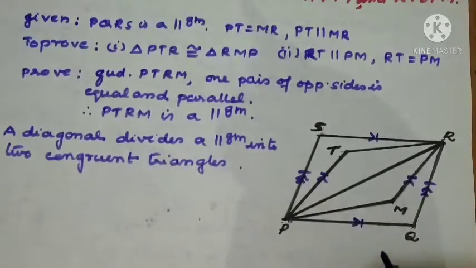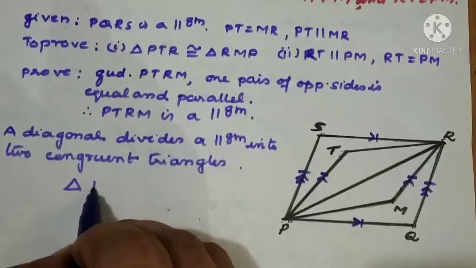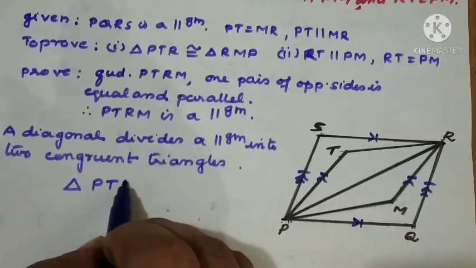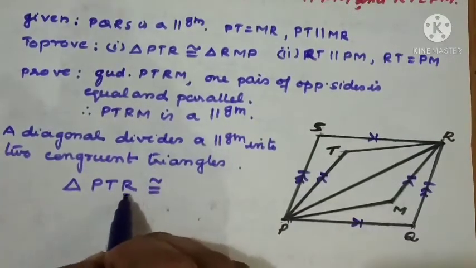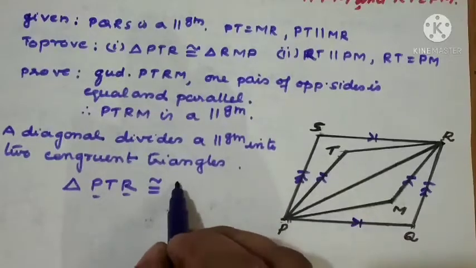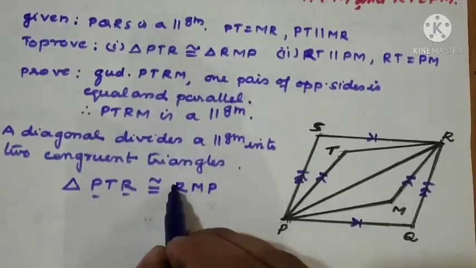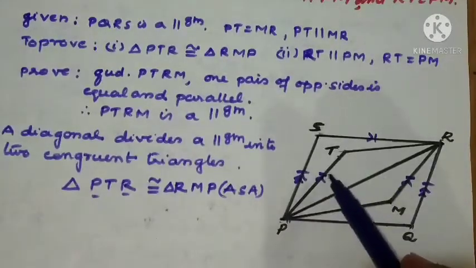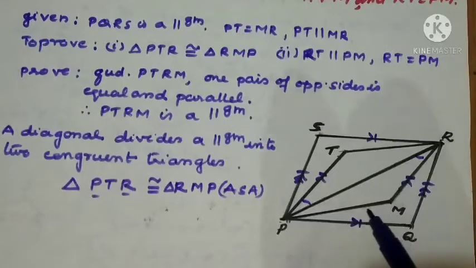So which are the triangles? PR is the diagonal there. So I'll take triangle PTR only, congruent to the diagonal will be in the reverse order, R and P. So here will come M. ASA we can write. Listen now, because this is already parallel, angle P is equal to angle R.